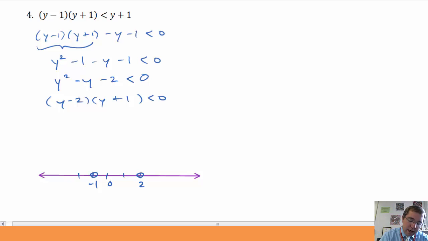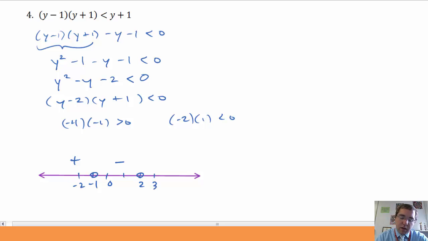So what happens to the left of negative 1? Say at negative 2. Negative 2 minus 2 is negative 4. Negative 2 plus 1 is negative 1. So that's going to end up positive. A negative times a negative. So that is positive over there. In between negative 1 and 2, say at 0, I will have negative 2 times 1, which is negative. So everything between negative 1 and 2 is negative. Everything to the right of 2, say at 3, will be 3 minus 2 is 1. 3 plus 1 is 4, and that will end up positive.